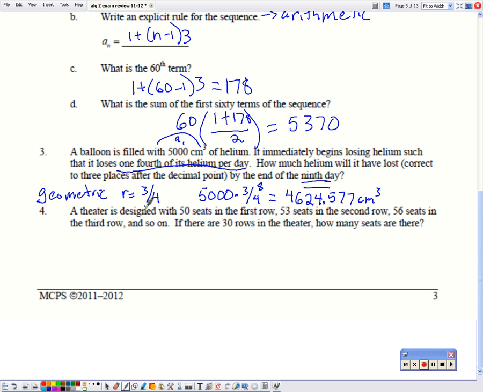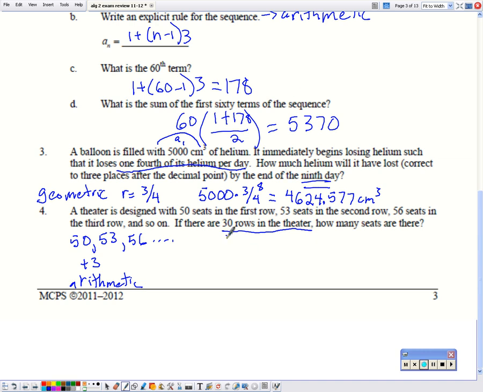Number 4. A theater is designed with 50 seats in the first row, 53 seats in the second row, 56 seats in the third row, and so on. So it's already giving me a sequence of 50, 53, 56, and immediately I can see that this is an arithmetic sequence.